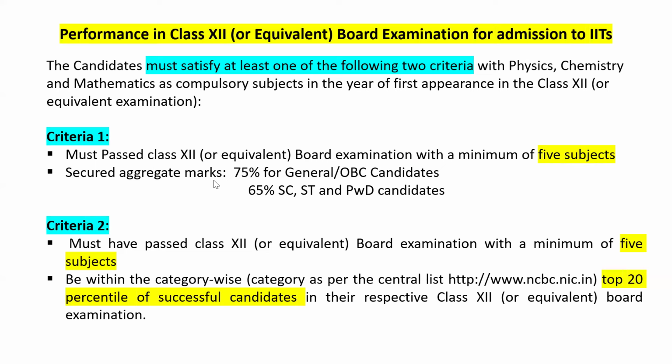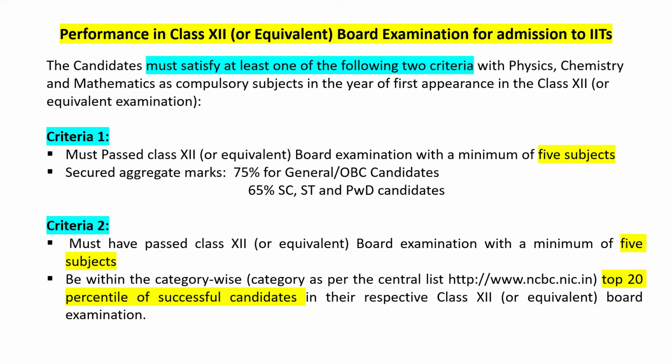So the minimum qualifying marks for general category or OBC candidates should be 75% from all these 5 subjects, including practicals. Next, for SC, ST and PWD candidates, the aggregate marks should be 65%, including practicals. Here they are considering only 12th standard marks, not 11th standard marks or intermediate first year marks.